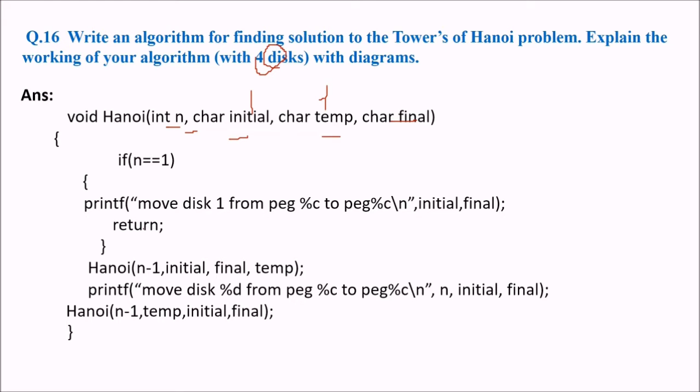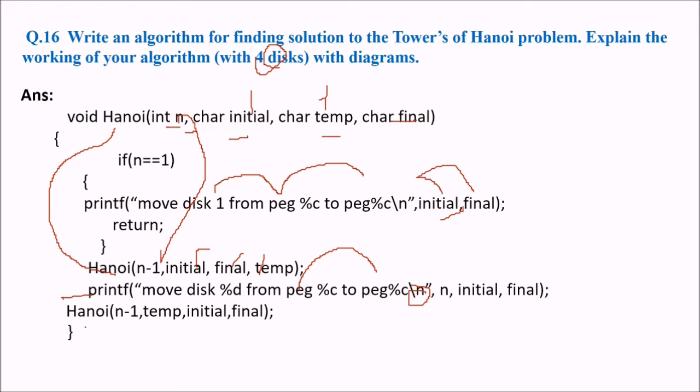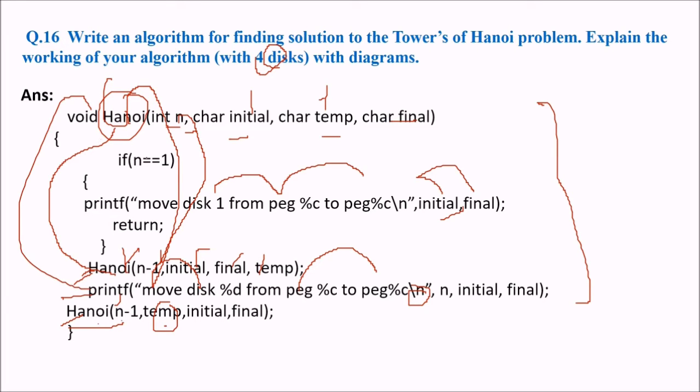So if n equal to 1, we say move disk 1 from this peg to this peg. That is initial to final, and we return. Otherwise, we call Hanoi again. So this is a recursive solution. Hanoi for n-1, initial, final, and temp. And we print that move disk from initial to final. Again, we call Hanoi n-1 with temporary, initial, and final. So basically 2 calls, and inside this is the function. So there will be Hanoi calling Hanoi calling again the function. So these 2 will be calling this again. And if n equal to 1, finally we move disk 1 from initial to final.